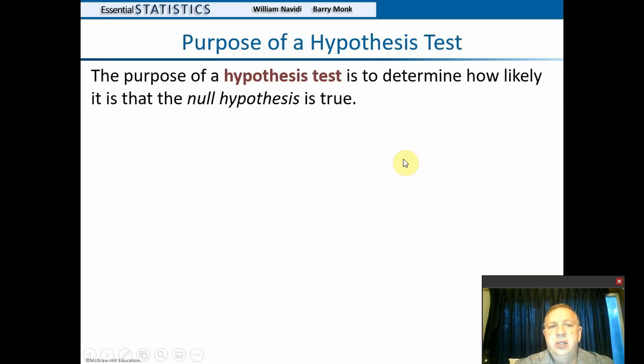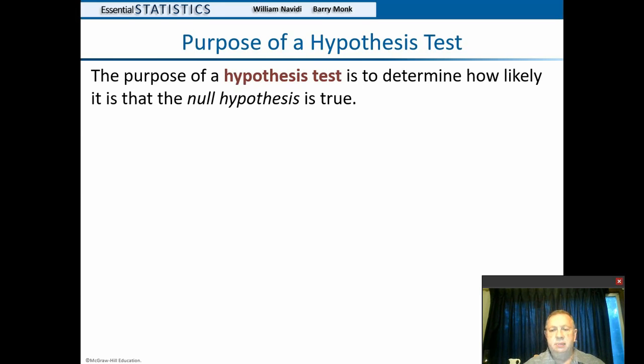So here's kind of the background of hypothesis testing. The purpose of a hypothesis test is to determine how likely it is that the null hypothesis is true. The null hypothesis is what we are assuming is true. So we're going to make this assumption that this is true. Here is our new mu for the mean. We're going to do some other ones, but for the mean, we're going to assume that that null hypothesis is true.